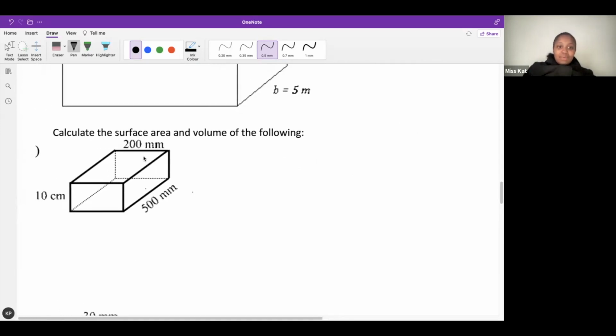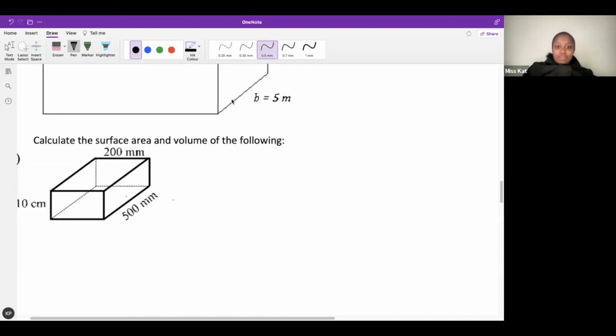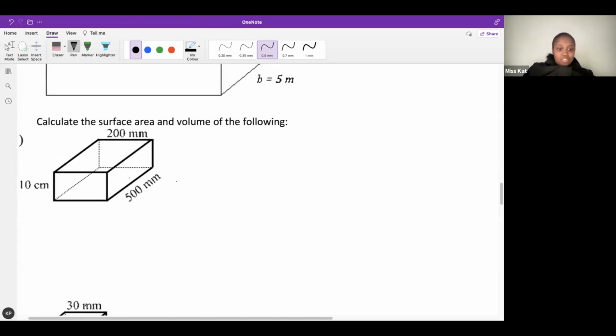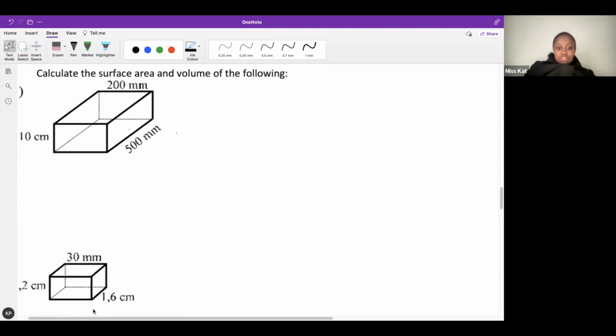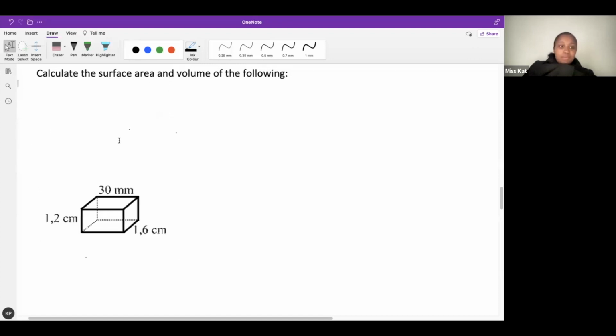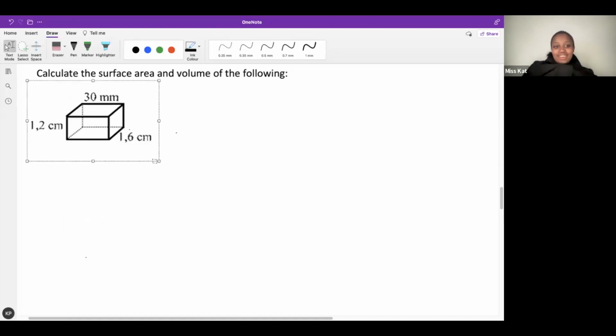So I want the surface area and volume of this shape. Just this one. Forget about the one at the bottom. Let's just do the volume and surface. Actually, I like the one at the bottom. Don't forget about it. I like this one better.